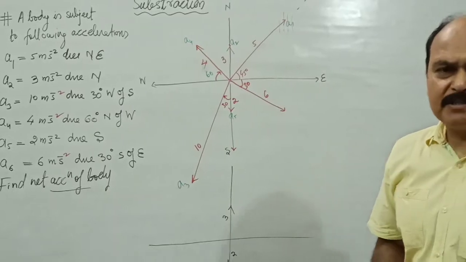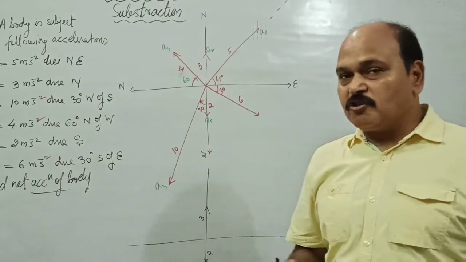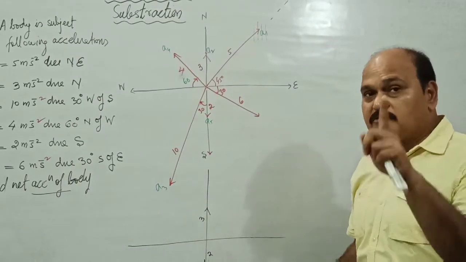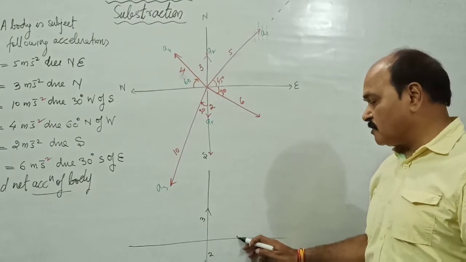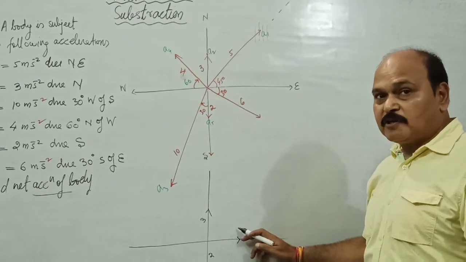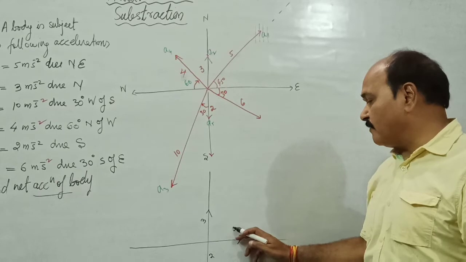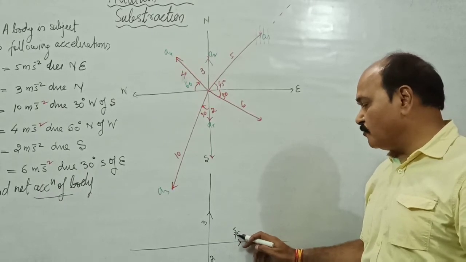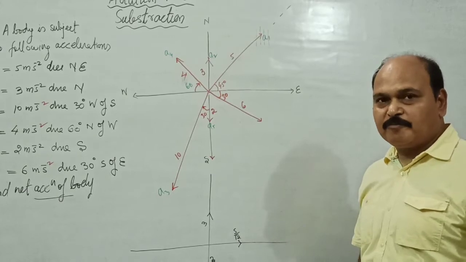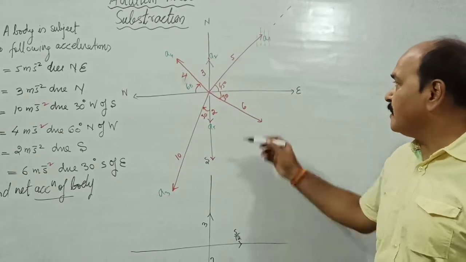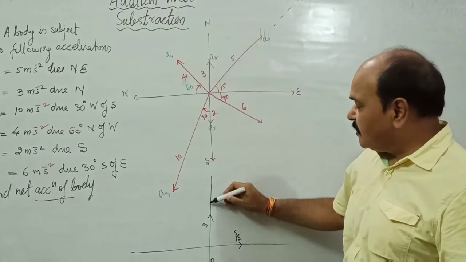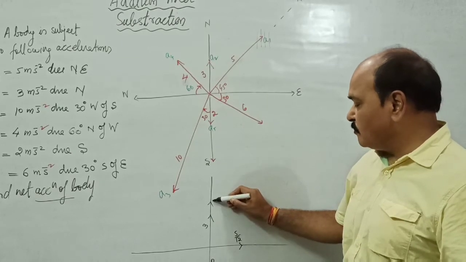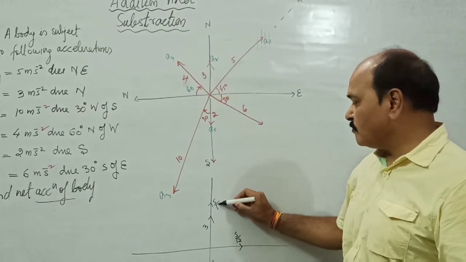What are its two components? Its two components are going to be 5 cos 45. Yeah, I am writing down 5 cos 45. Remember, cos 45 is 1 upon root 2, so 5 upon root 2. And the other component is 5 sin 45. That is also 5 upon root 2.